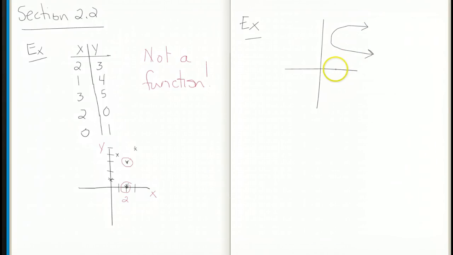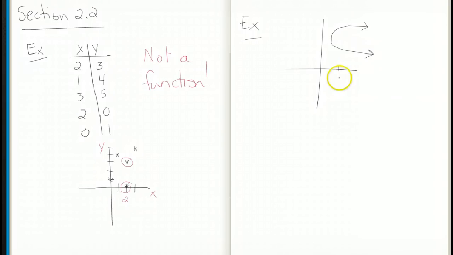It's a relation because if there's an x value, it has a corresponding y value. We could have made some huge table to say if x is something, then y is something. So there's a relation here. If x is something here, then y is something here, and of course there are lots of points, and the points are what give the relation. But could this thing be a function?